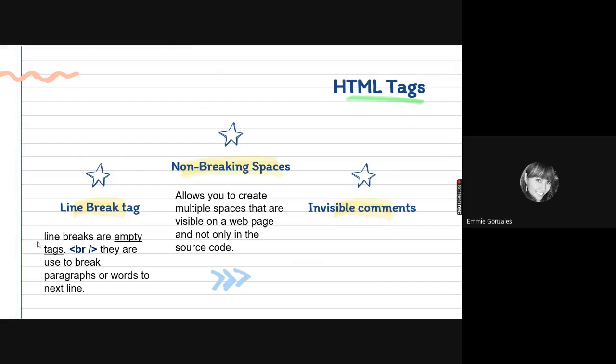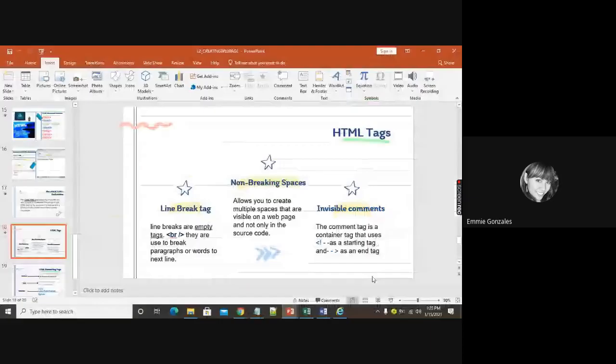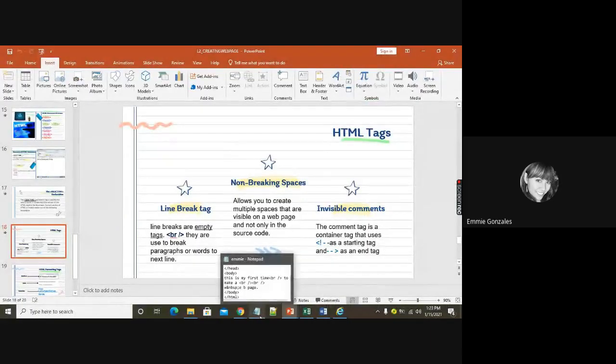So that is the ampersand and NBSP. It gives space in between the word or letter. Next is the invisible comments. This tag is a container tag that is used like this. So this is the opening tag and then this is the end tag. Usually, class, the invisible comments is from the word comments.